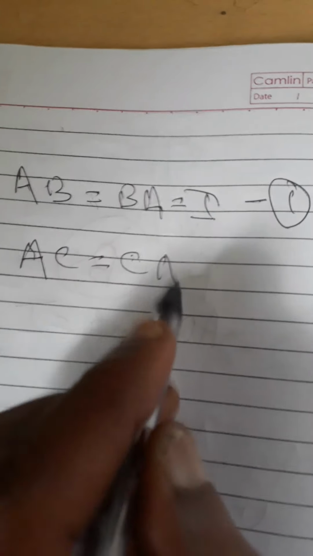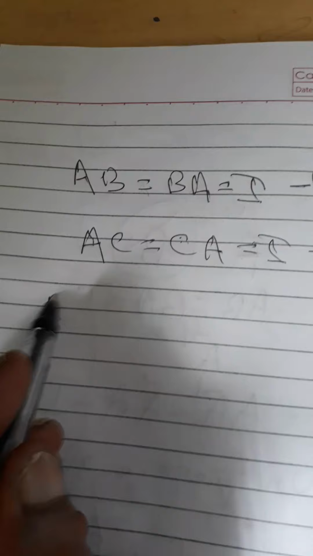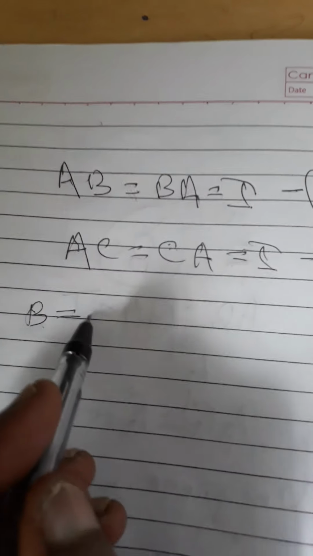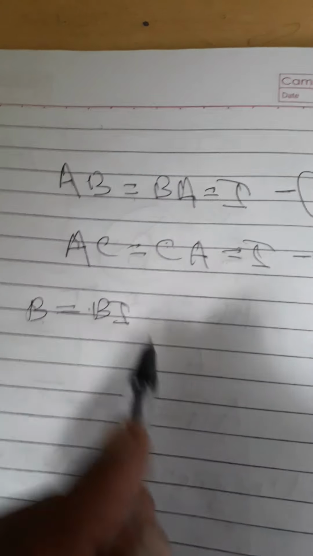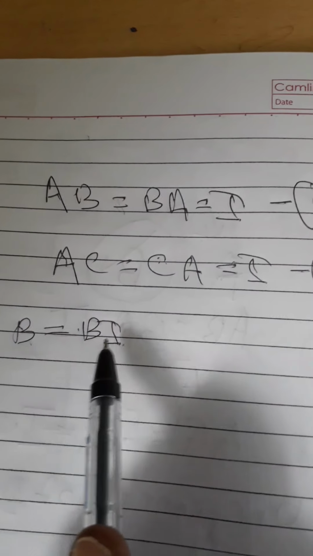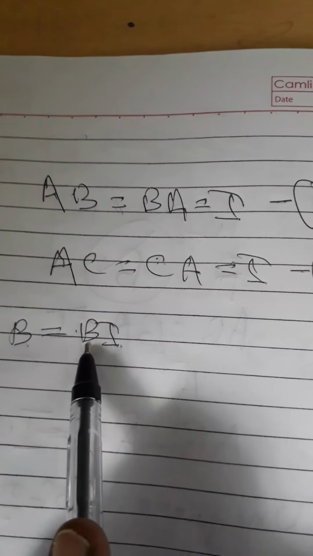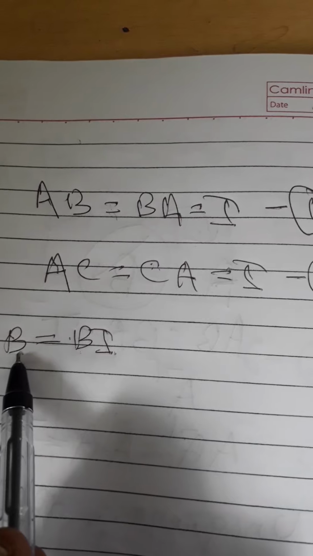Then let me also consider that the matrix C is also the inverse of the matrix A. Then according to the definition, A into C is equal to C into A is equal to I. You call it result number 2. Now let us consider the matrix B. B is equal to what? B into I. If you multiply any square matrix with the unit matrix, you get the square matrix itself.